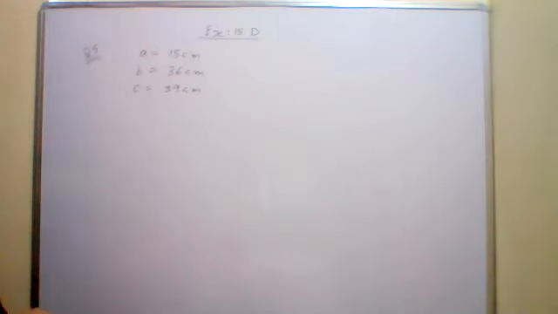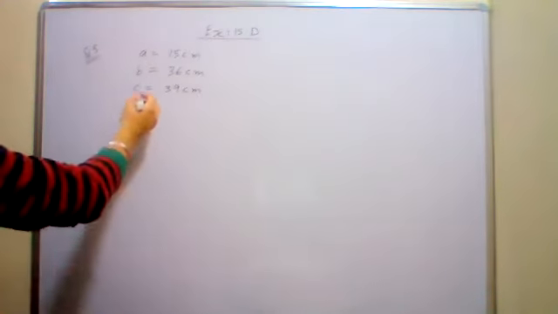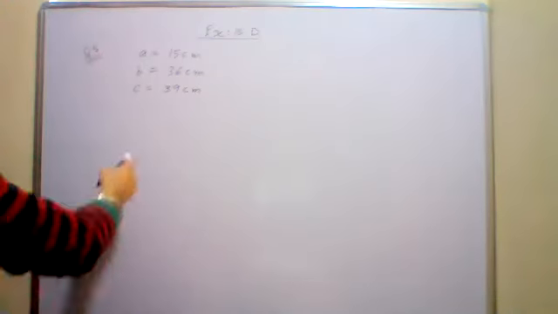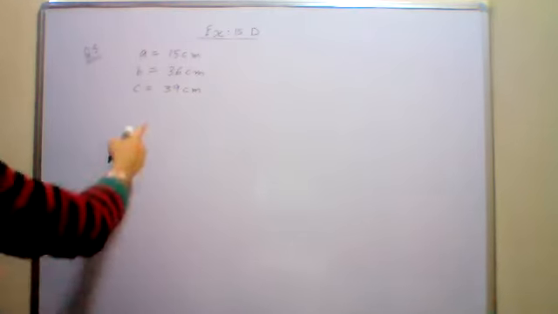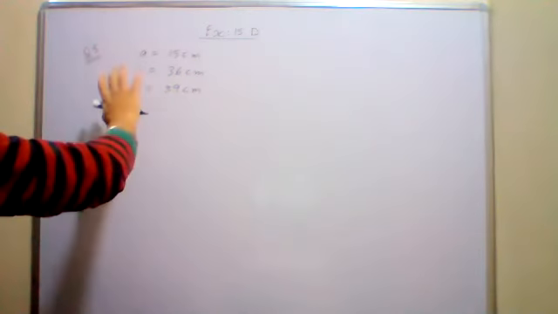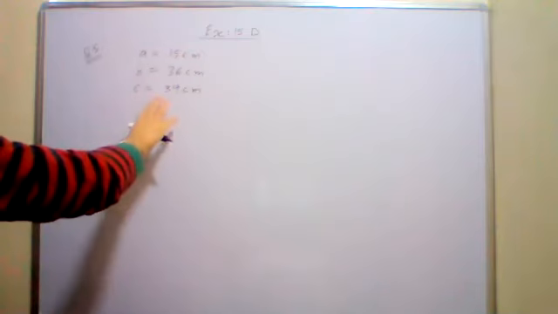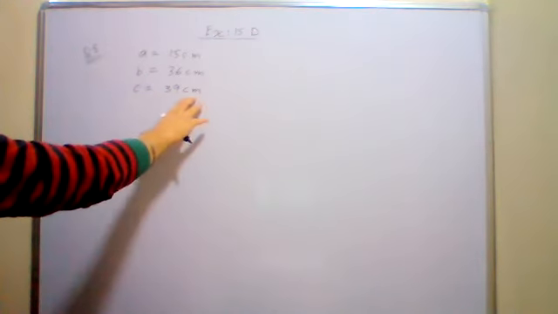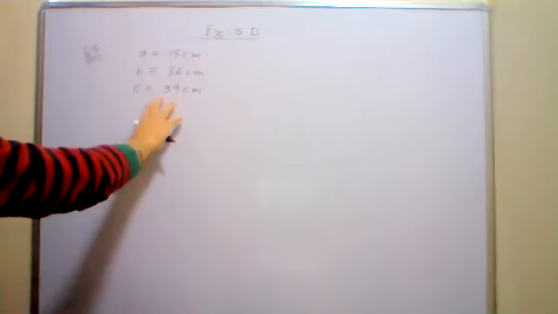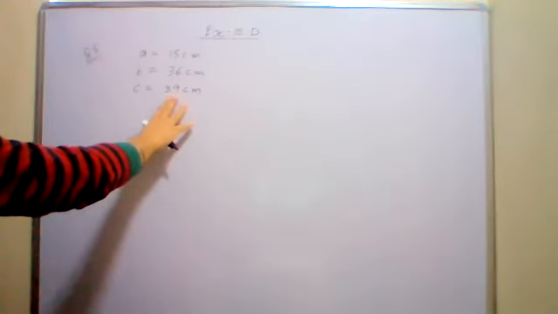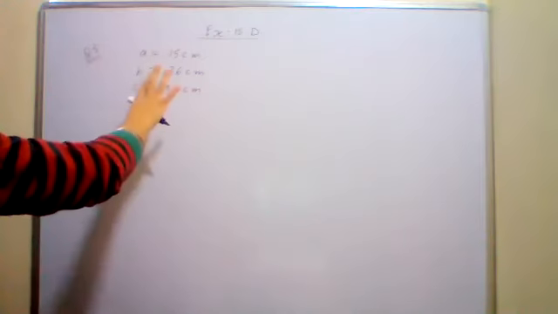First of all, which side out of the three is the longest? 39 centimeter is the longest side. If it forms a right triangle, then the third side, 39 centimeter, will be the hypotenuse, because the hypotenuse is always the longest side.